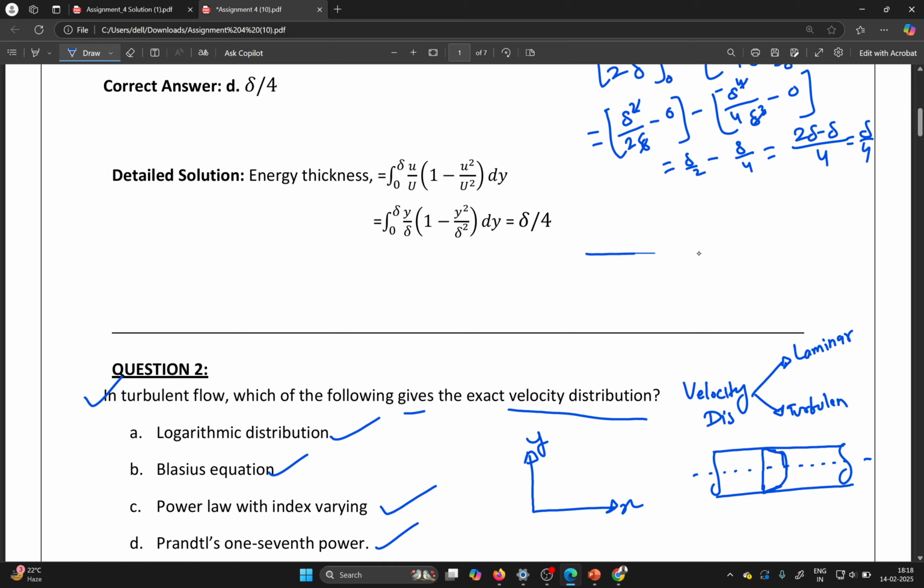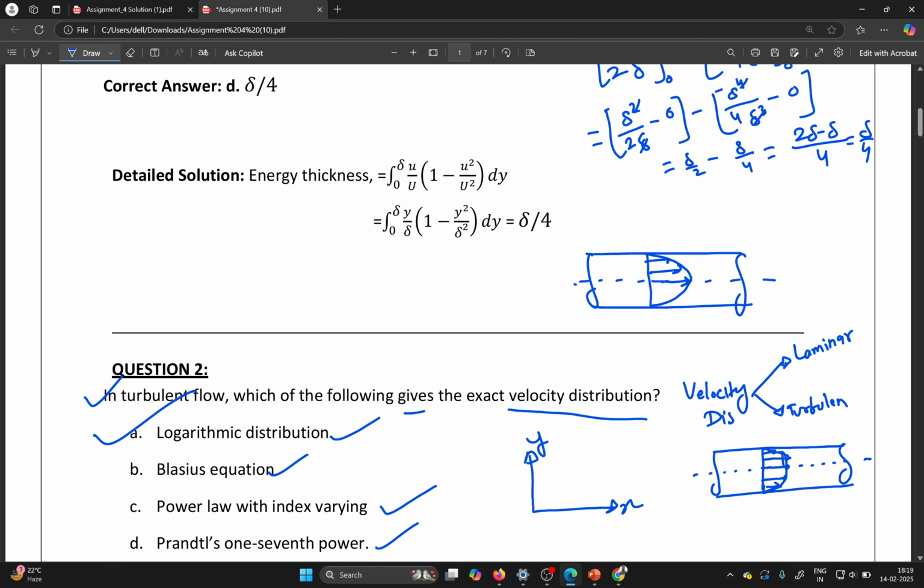But in case of laminar, your velocity distribution is like that. Parabolic, remember please. Parabolic kind of thing. Here, just remember, the logarithmic profile. So your first option, that is option A, will be correct for this question.